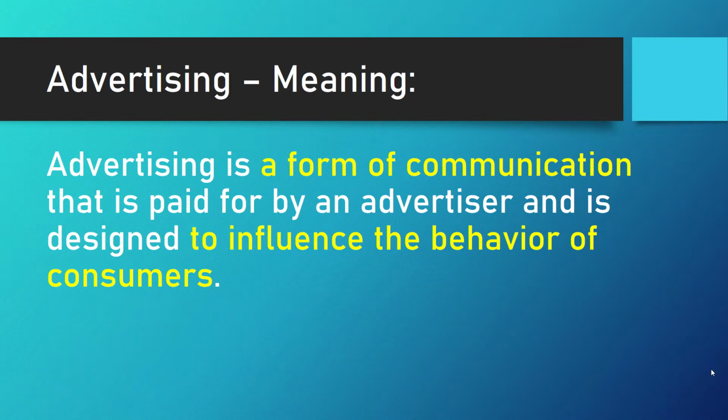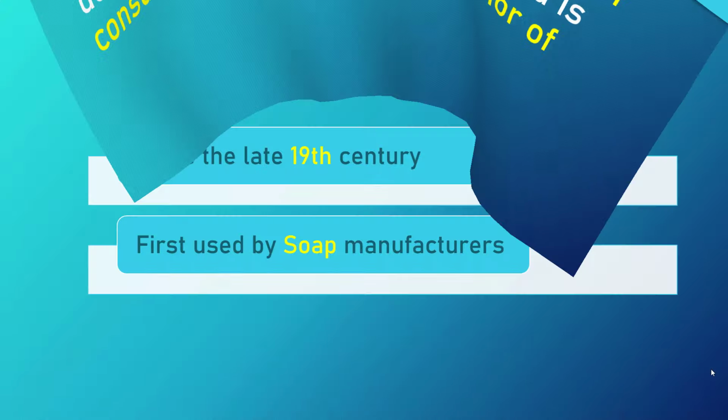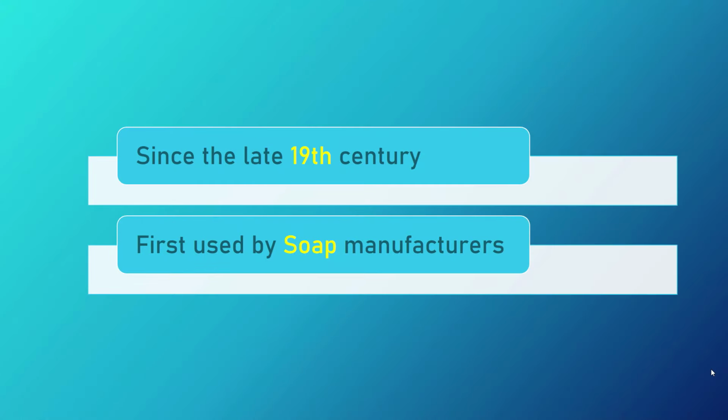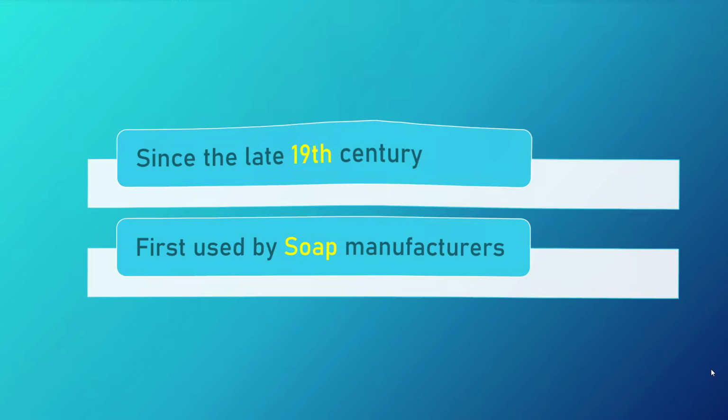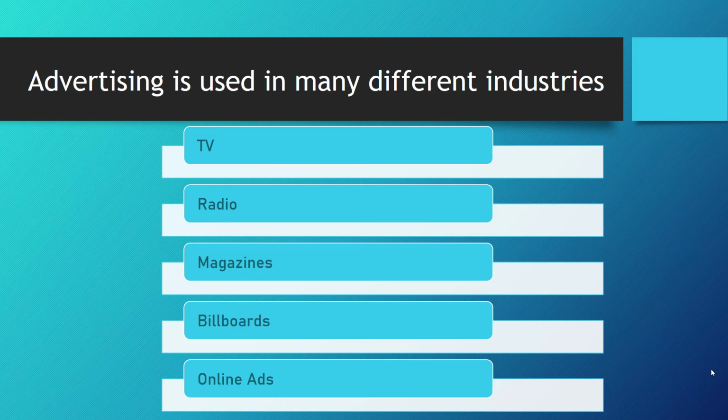Advertising is a form of communication that is paid for by an advertiser and is designed to influence the behavior of consumers. Advertising has been around since the late 19th century. It was first used by a soap manufacturer who wanted to sell more products. Today, advertising is used in many different industries and it can be seen on TV, in magazines, on billboards or online.